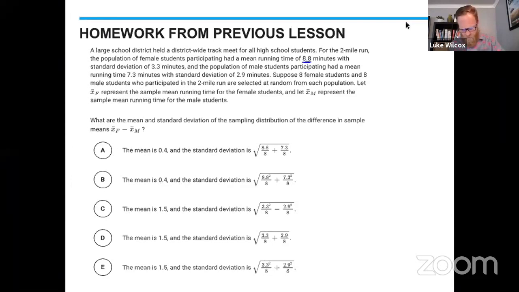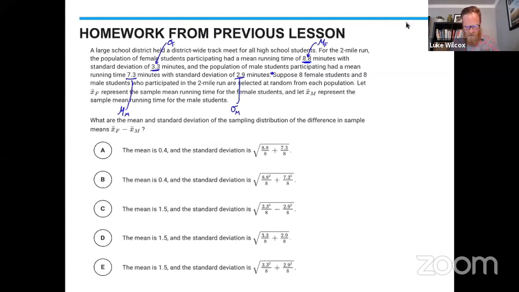Let me pause right there. They're giving us the mean of the distribution for the females, and they're giving us the standard deviation of the distribution for the females. And the population of male students participating had a mean of 7.3 with a standard deviation of 2.9. So this 7.3 is going to be the mean for the males, and this 2.9 is going to be the standard deviation for the males.